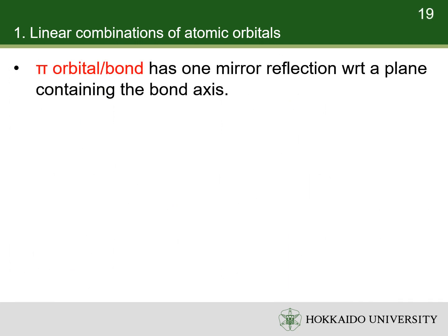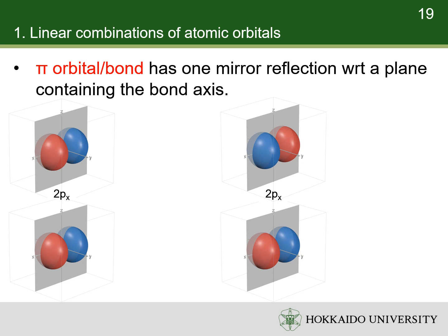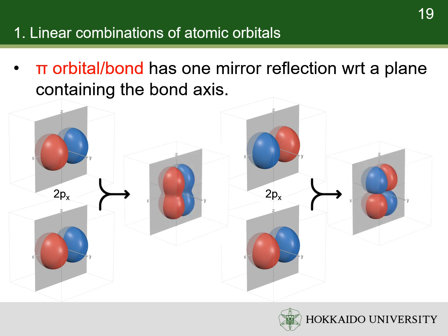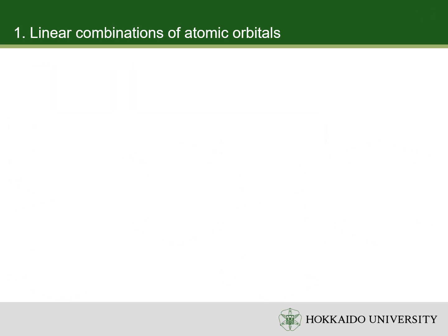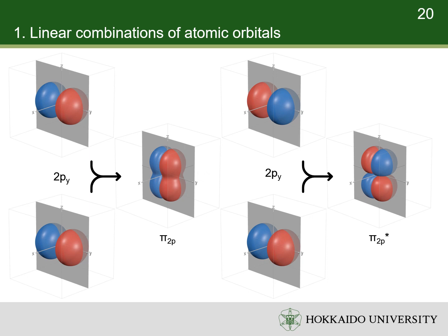A pi orbital has one mirror reflection symmetry with respect to a plane containing the bond axis. For example, a 2px orbital has a mirror reflection with respect to the zx plane. So, the combinations of two 2px orbitals have mirror reflection symmetry with respect to the zx plane as well. They are the bonding and antibonding pi2p orbitals. Similarly, the two py orbitals form the bonding and antibonding pi2p orbitals. They have mirror reflection symmetry with respect to the yz plane. There are other types of orbitals with different symmetries, but the sigma and pi orbitals are by far the most common and important orbitals.